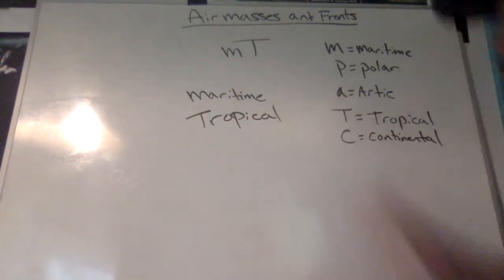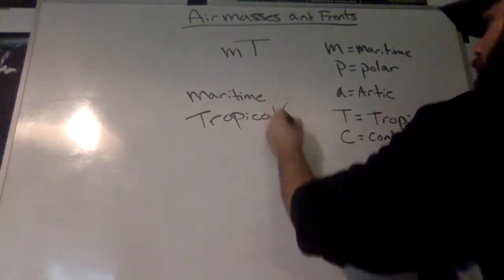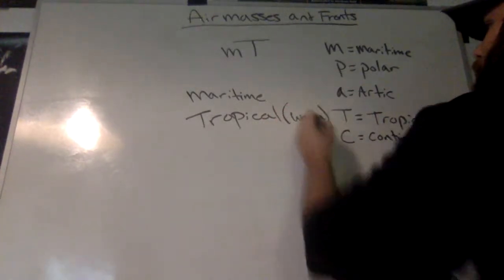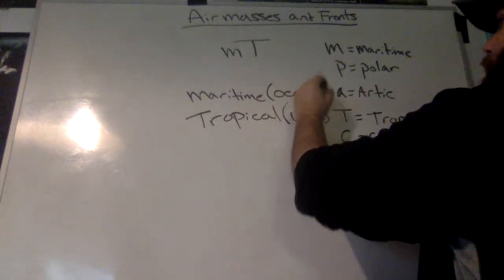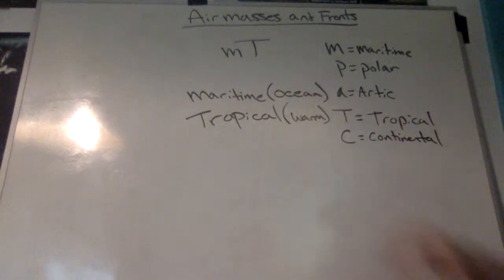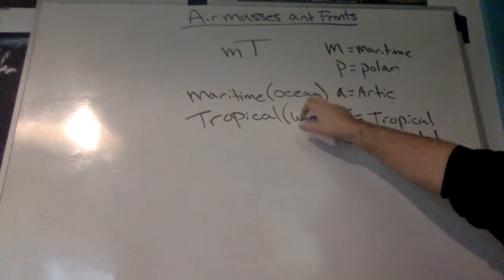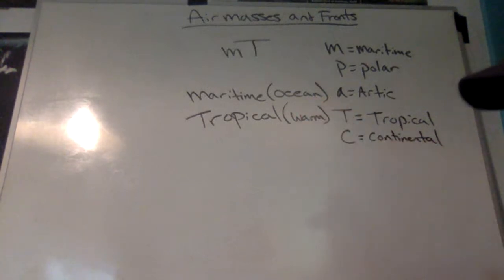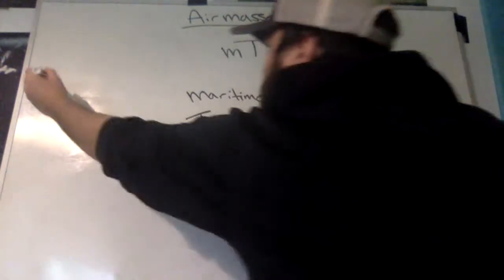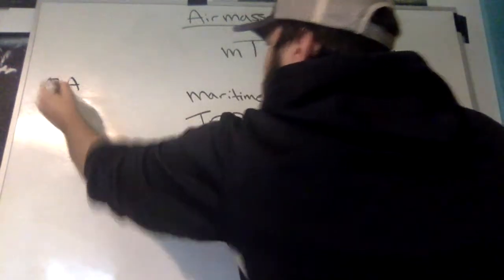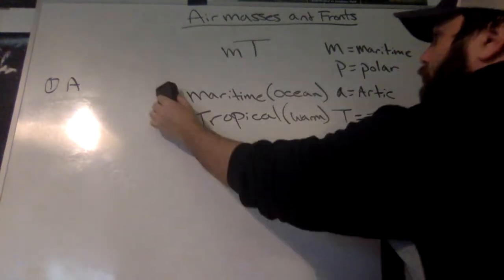When we think about those two, it's going to be warm, because with tropical we think of warm. And maritime means that it's happening over the ocean or a body of water. With maritime, ocean, there's usually a lot more water vapor in the air, so it's going to be moist and warm. So for number one, our choice is going to be A.